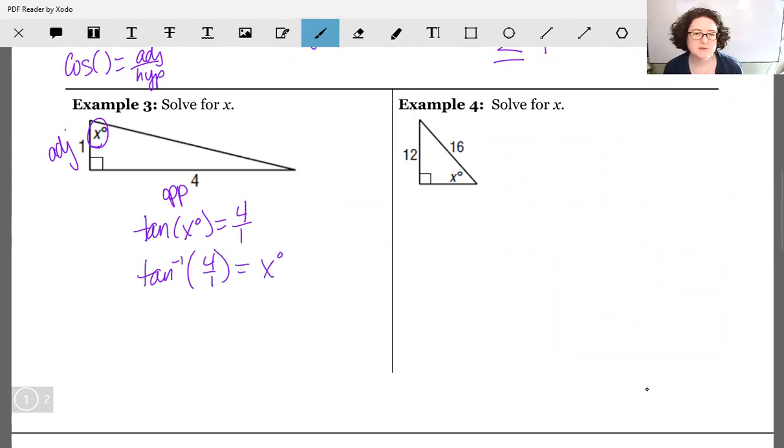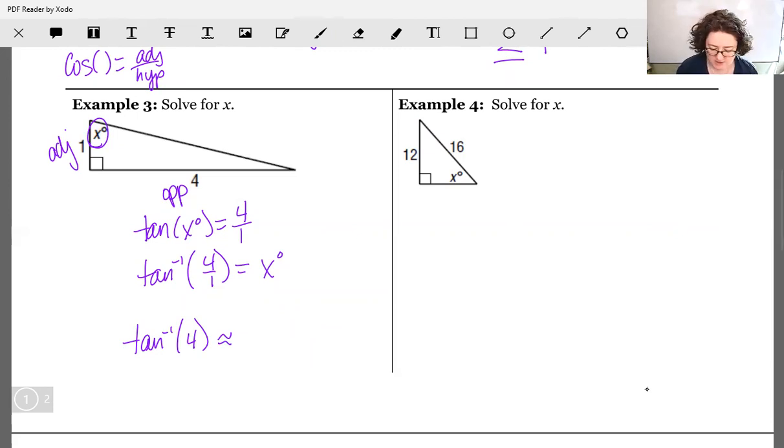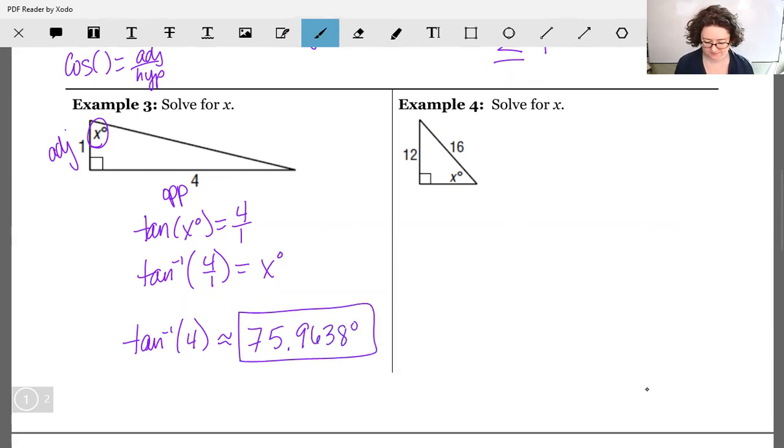Now notice I'm writing it as 4 over 1 because I don't want to lose track of what step I used, but what's 4 over 1 actually equal to? Yeah, just 4. So if I type in tan inverse of 4, again, plug that in a calculator, see what spits out. I'm getting approximately 75.9638 degrees.